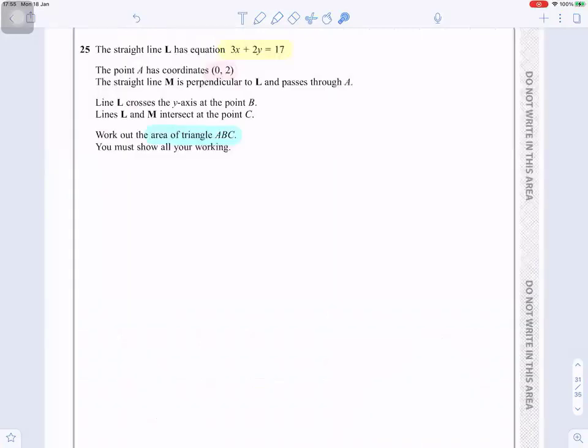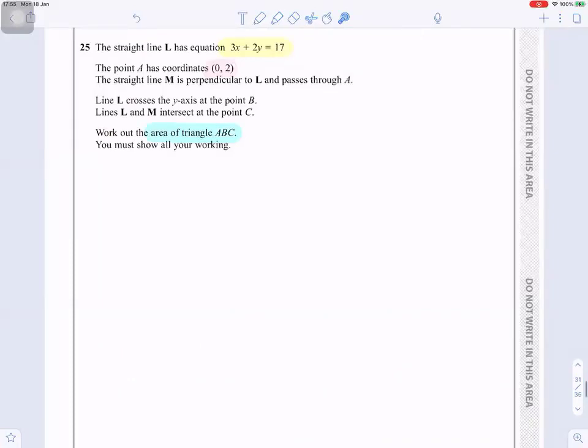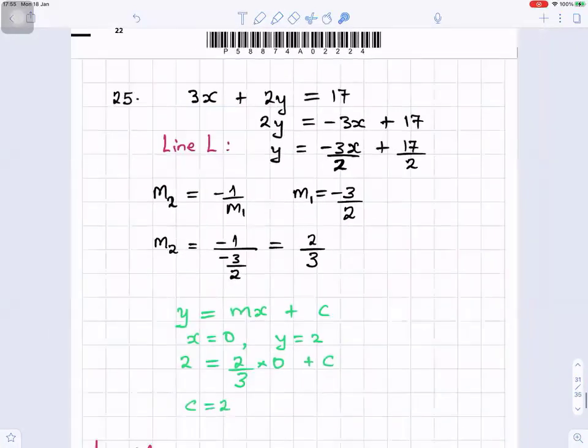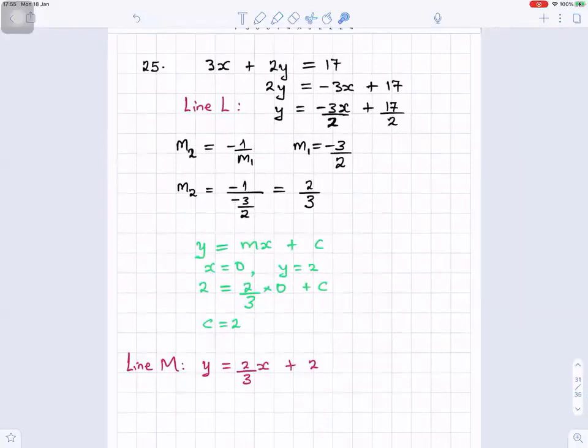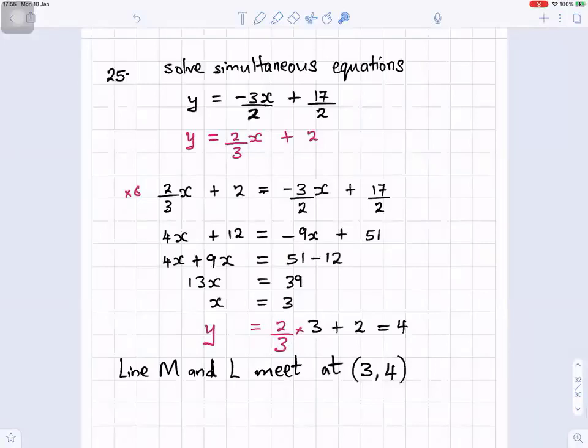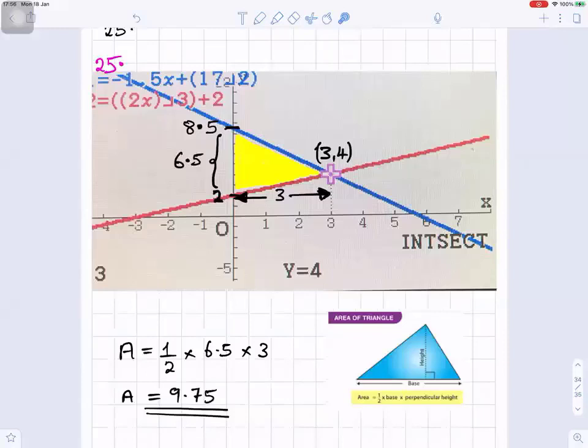So for question 25, we had to find the equation for line L and the equation for line M. We had to find where line L and line M meet. And then we had to draw the two lines and find out the area of the triangle in between the two lines and the y-axis.